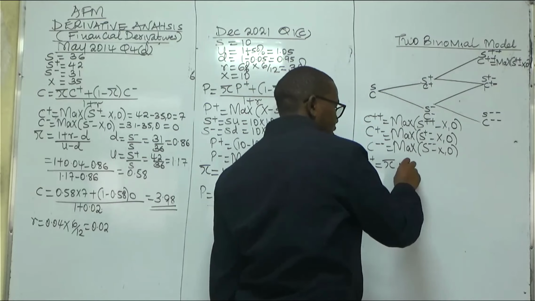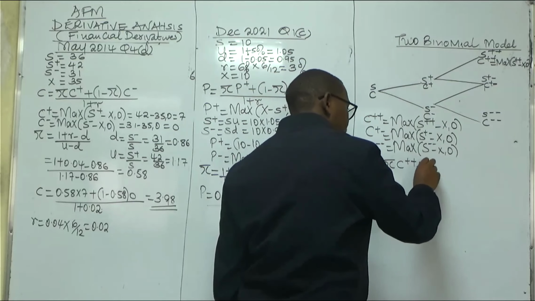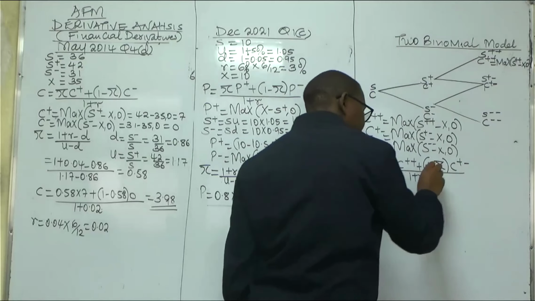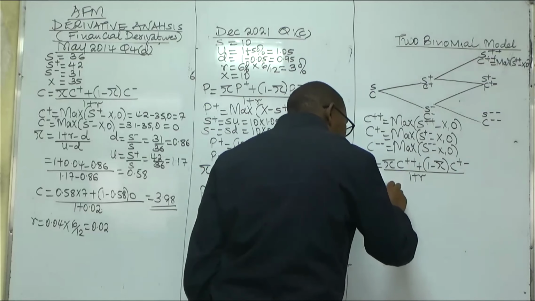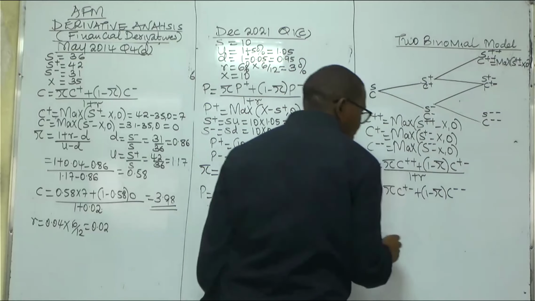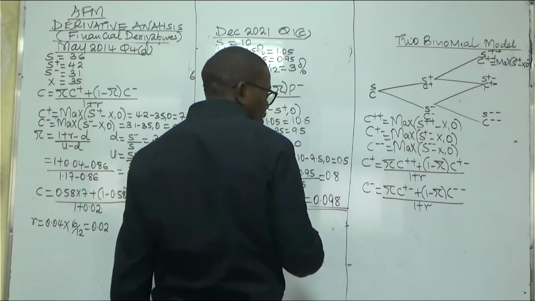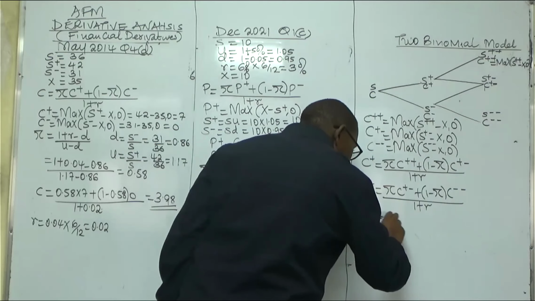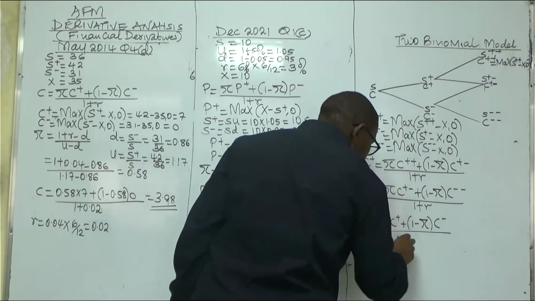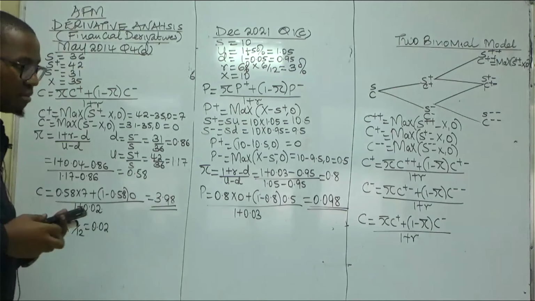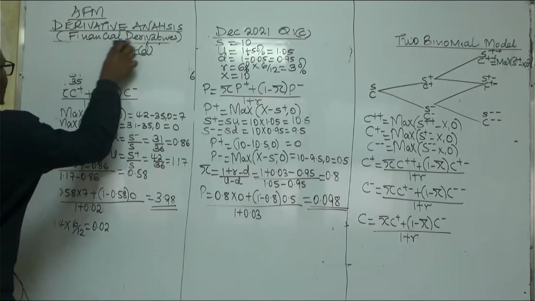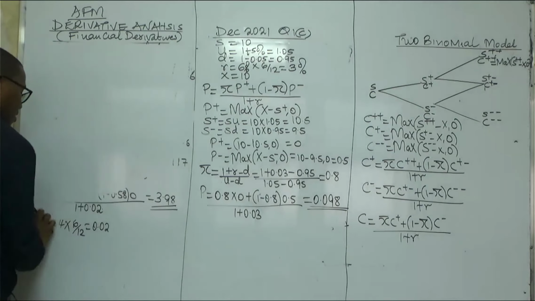So that if I want to get the value of a call here, C plus will be the risk neutral probability times C plus plus, plus 1 minus the risk neutral probability times C plus minus, over 1 plus R. So that C minus will be the risk neutral probability times C plus minus, plus 1 minus the risk neutral probability times C minus minus, over 1 plus R. So that the value of our call today will be the risk neutral probability times C plus, plus 1 minus the risk neutral probability times C minus, over 1 plus R.